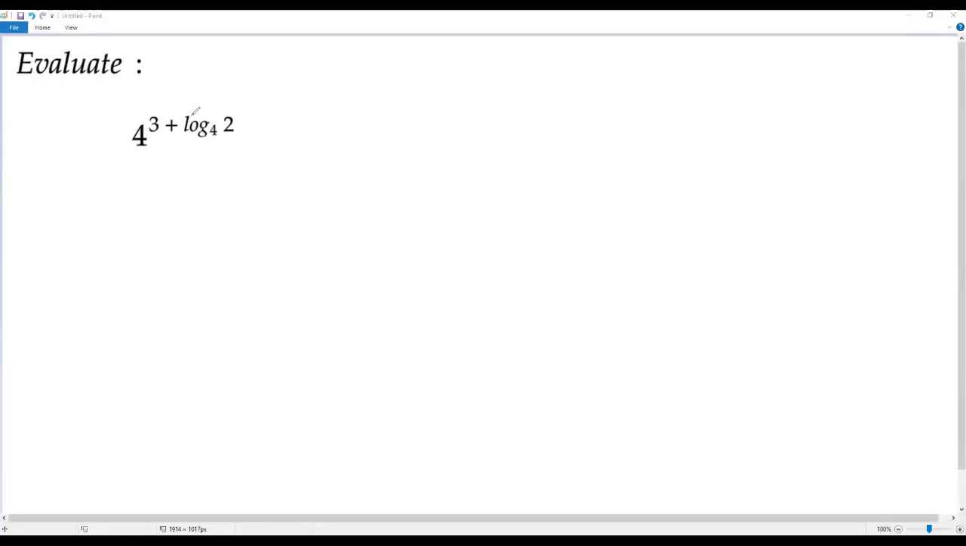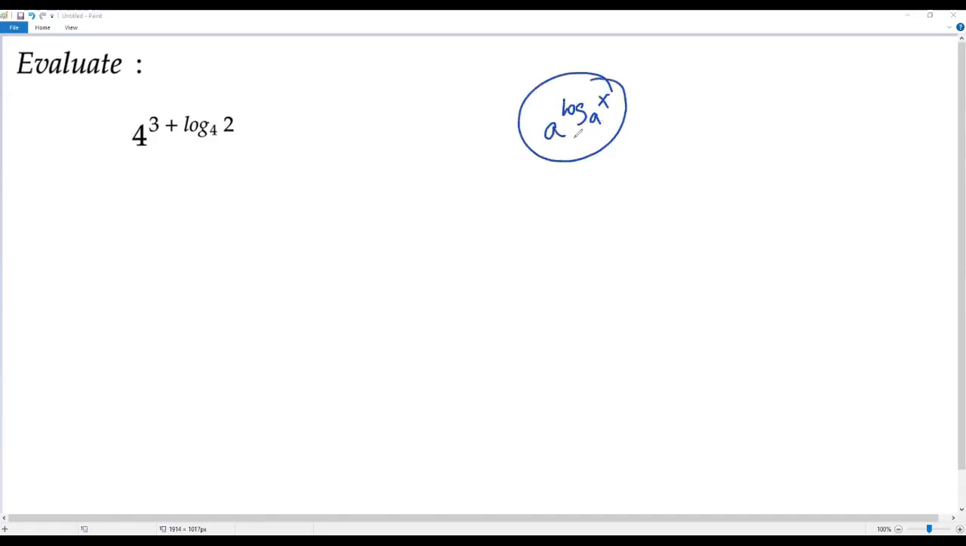Here we have to evaluate the given logarithmic expression, that is 4 to the power of 3 plus log base 4 of 2. Okay, so to evaluate this expression, let's consider an important property in logarithms, that is a to the power log x to the base a.